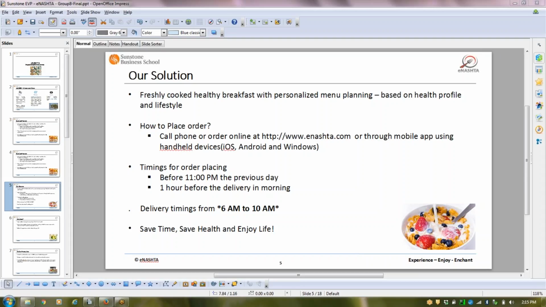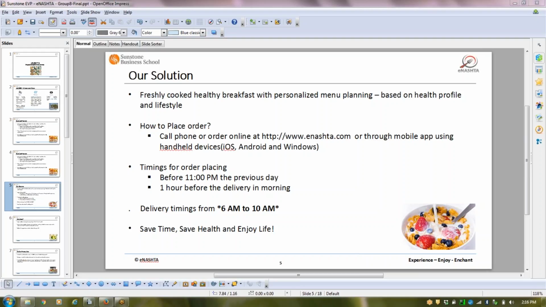Okay, and this order can be placed online or through the web, and there is a timing for the order. You need to place the order the previous day, or at least 1 hour before the delivery in the morning. And the delivery timings they have stated as 6 a.m. to 10 a.m. So basically it's a very simple service wherein a day before at night you place the order, you say that this is the breakfast that you need.